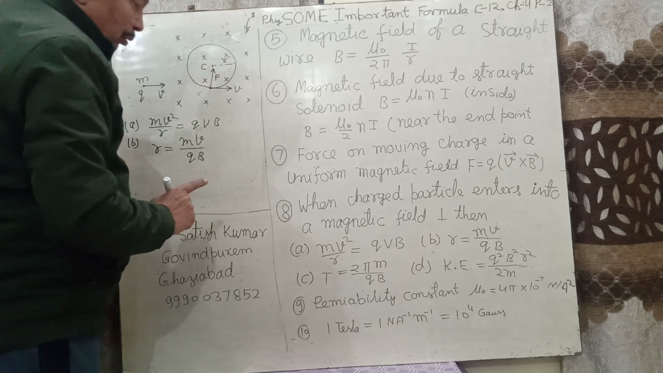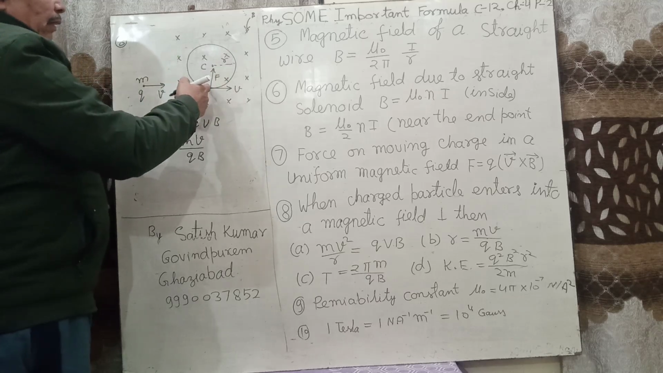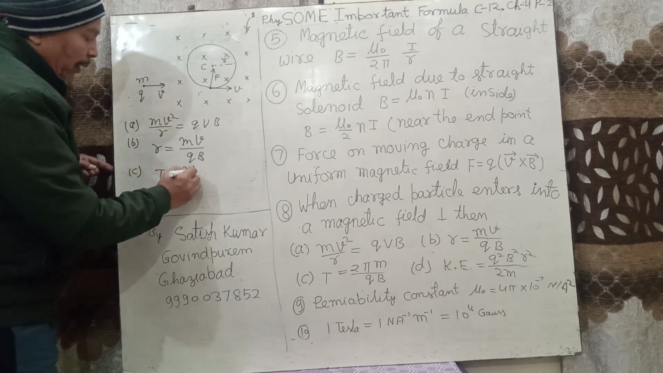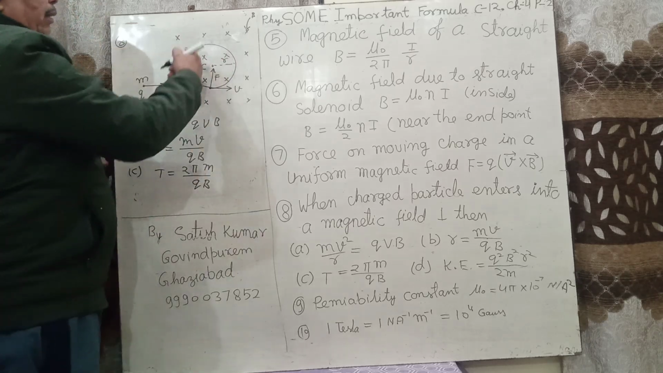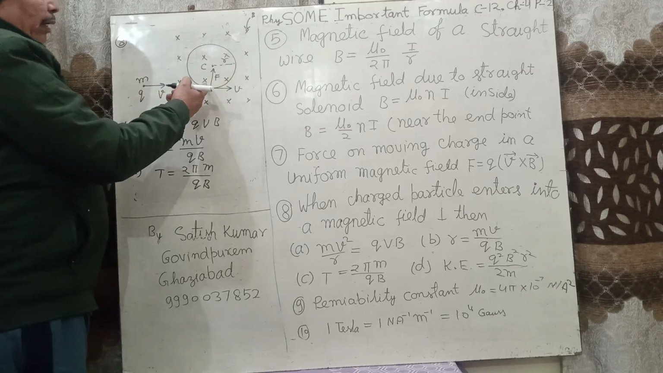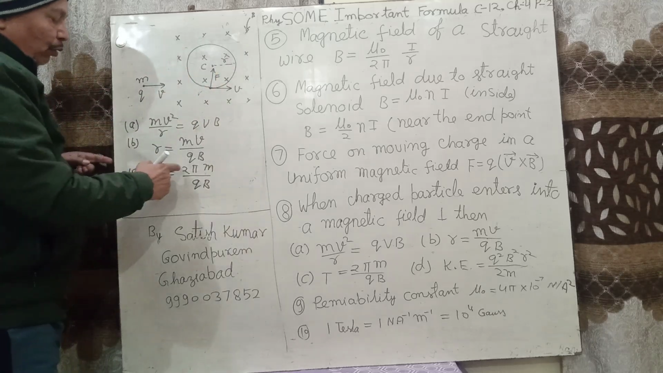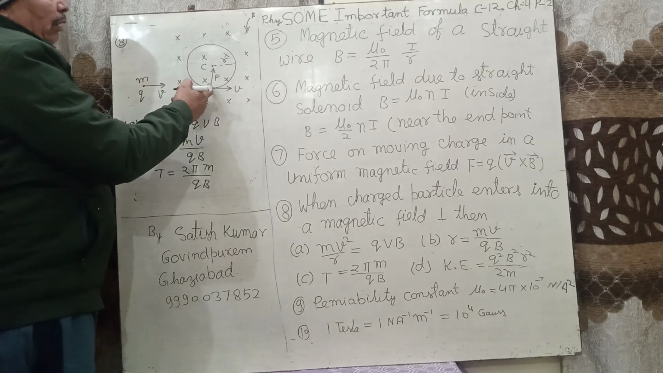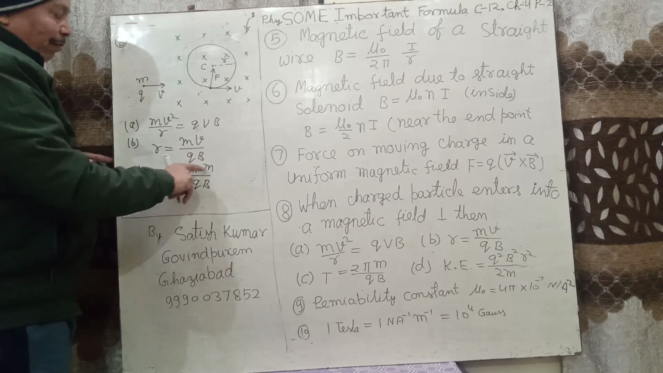Now I am telling you C part. The time period of the particle, T equals 2 pi m upon q B. The time period of the circle, that is, in what time the charge q inside the magnetic field completes one revolution, that time period T equals 2 pi m upon q B.